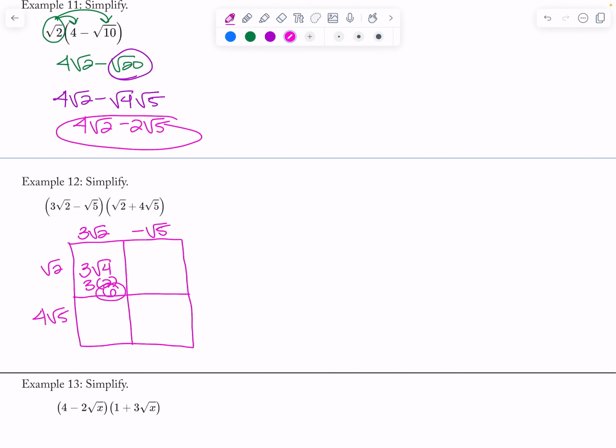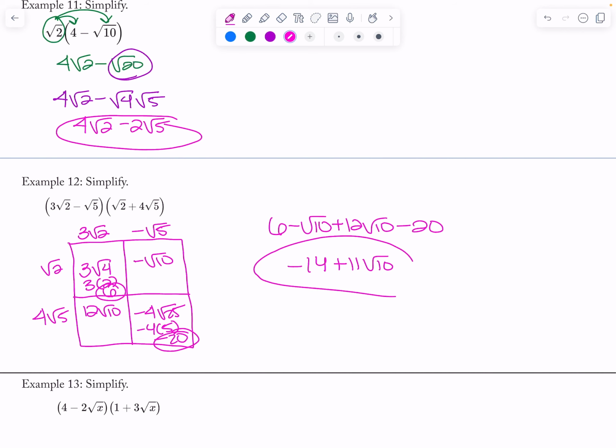Okay, so this will be 3 times square root of 4, which is 3 times 2, which is 6. Okay, and then I have minus a root 10. That root 10 is not going to simplify. Then I have a 12 root 10, and that's not going to simplify. And then I have a minus 4 root 25. Square root of 25 is 5, so negative 4 times 5, which is negative 20. So I have a 6 minus root 10 plus 12 root 10. I just want to make sure I didn't make a mistake. And then minus 20. So then I get a negative 14, and then plus 11 root 10.